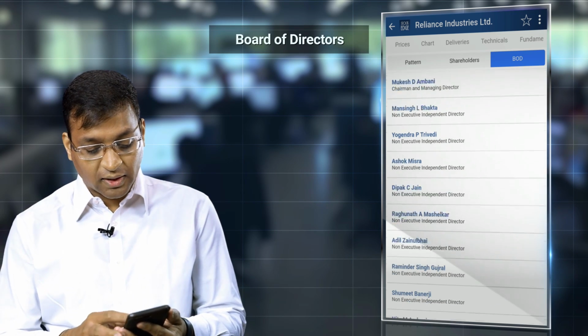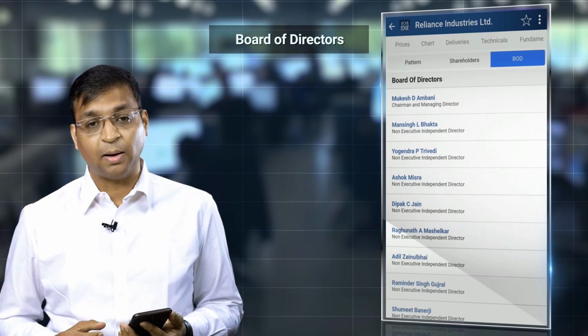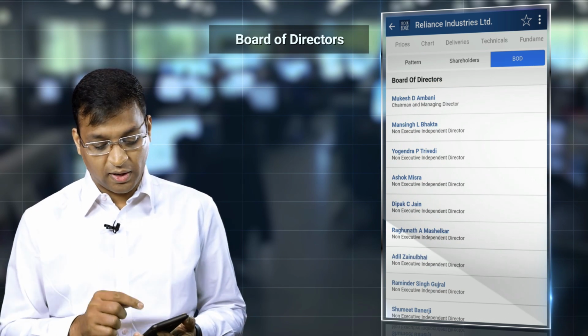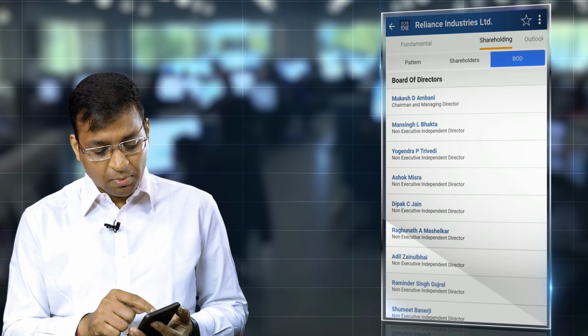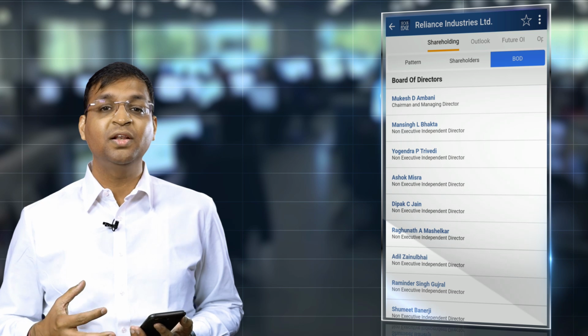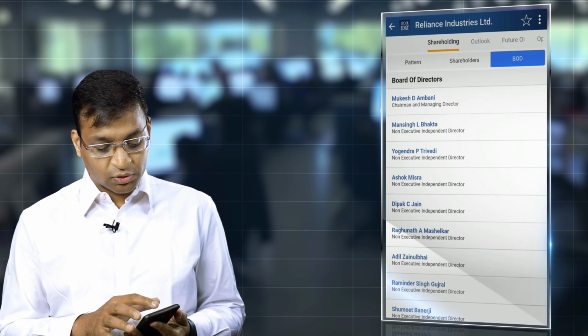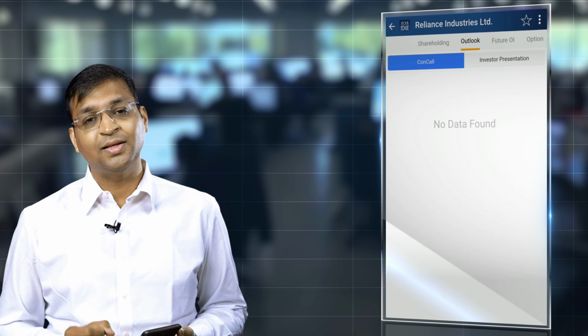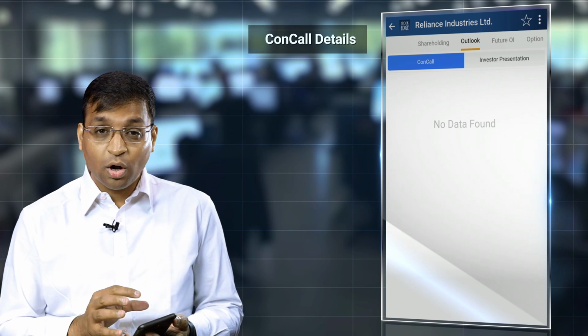Then we have the board of directors' names, all the people who are on the board of the company, and also it will give you an idea about the kind of people who are associated with that company, because ultimately a company is run by the board. Obviously there is an entrepreneur who is leading the board, but still the board composition becomes a very, very important thing. The latest addition for us in this app is the con call details.